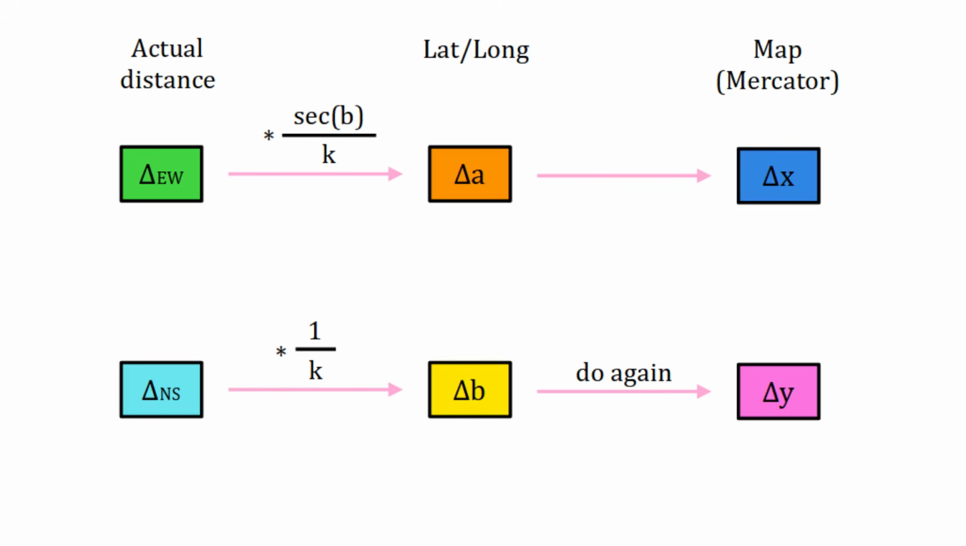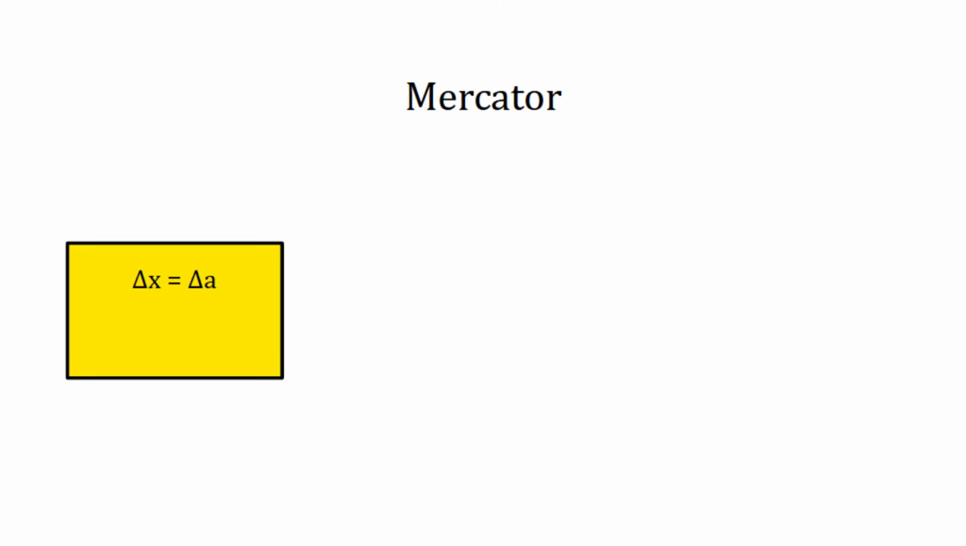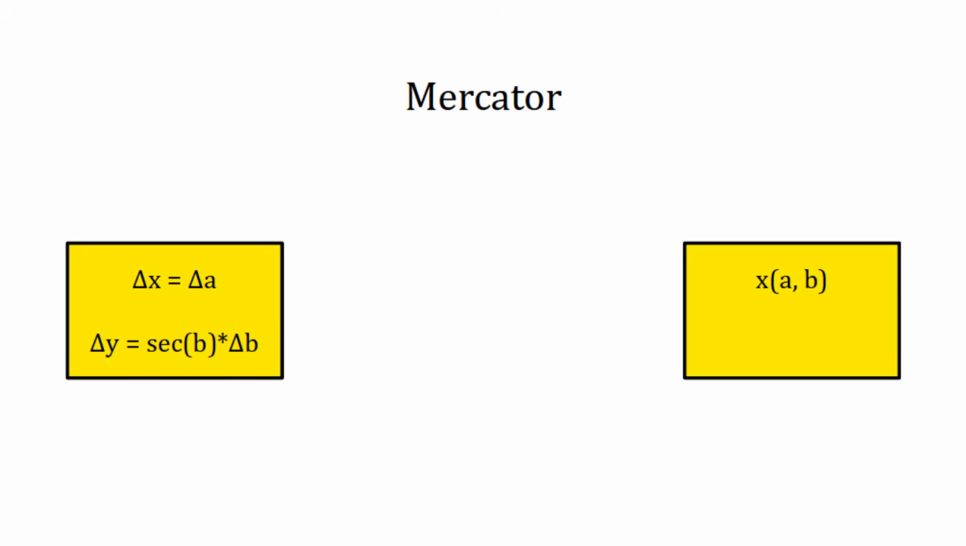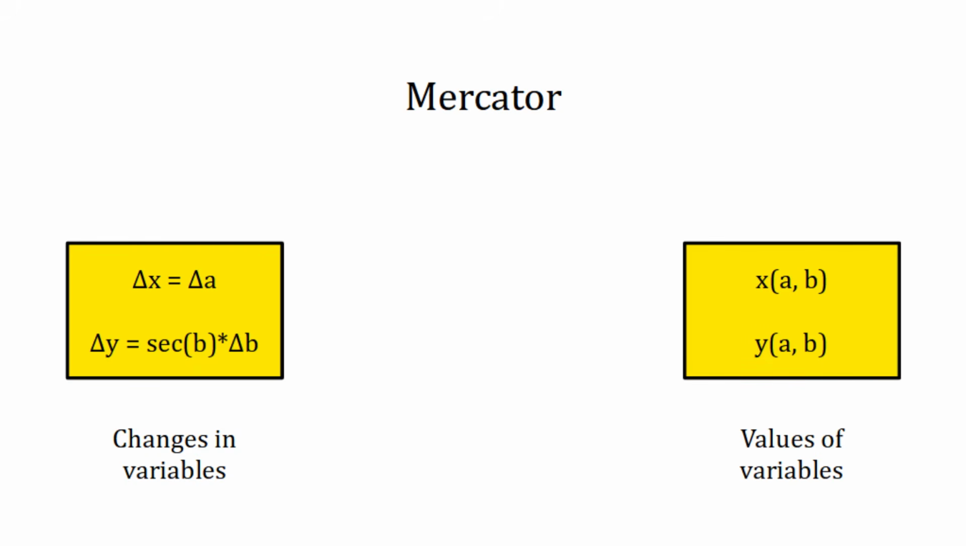So before delta B becomes delta y, we have to multiply it by secant B. This means the Mercator projection can be defined by delta x equals delta A and delta y equals secant B times delta B. But wait a minute, map projections aren't defined with delta x and delta y. They're defined with x and y. These describe how fast those variables change, but what about the actual values of those variables? Well, this is where calculus comes in.